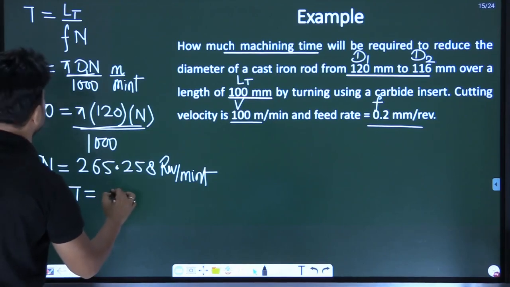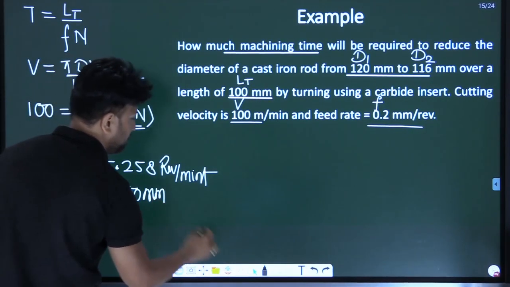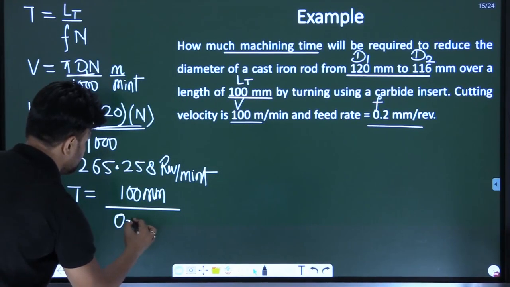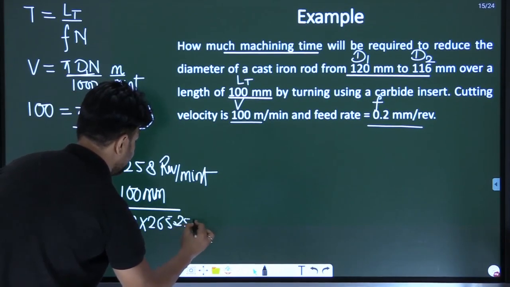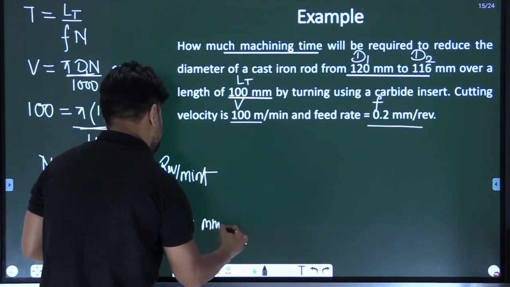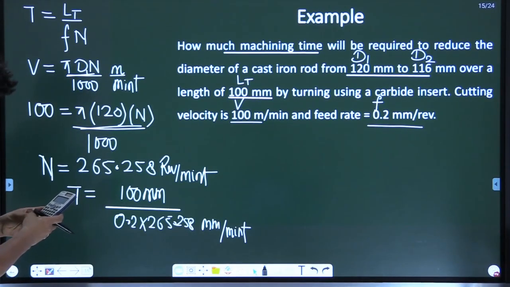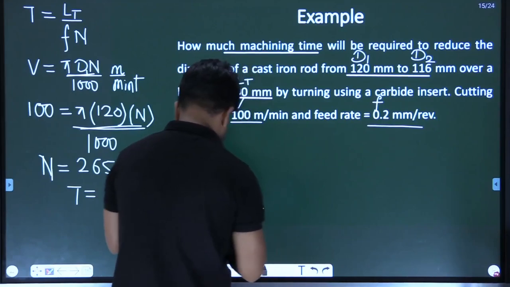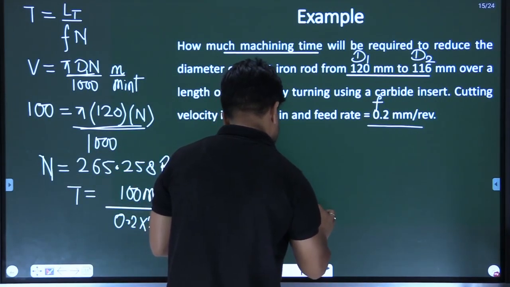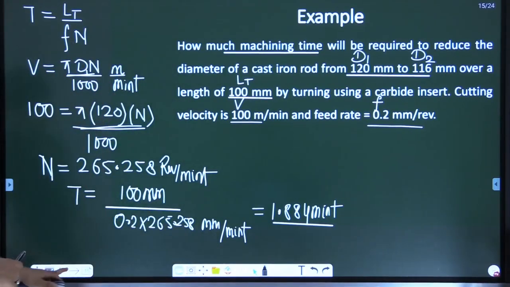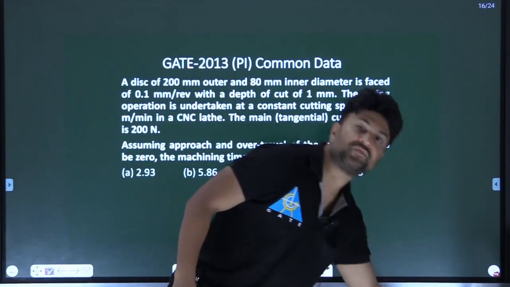So the machining time is what? Total length is 100 mm. Try to put everything in units so that you will not make a mistake in the unit. Machining time is 100 divided by F into N, F is 0.2, into 265.258. So it comes in mm per minute. So 100 divided by 0.2 into 265.258, the answer into 60. My dear, the answer here is generally in minutes: 1.884 minutes, right? You can find the answer in seconds also by multiplying it by 60. Clear?